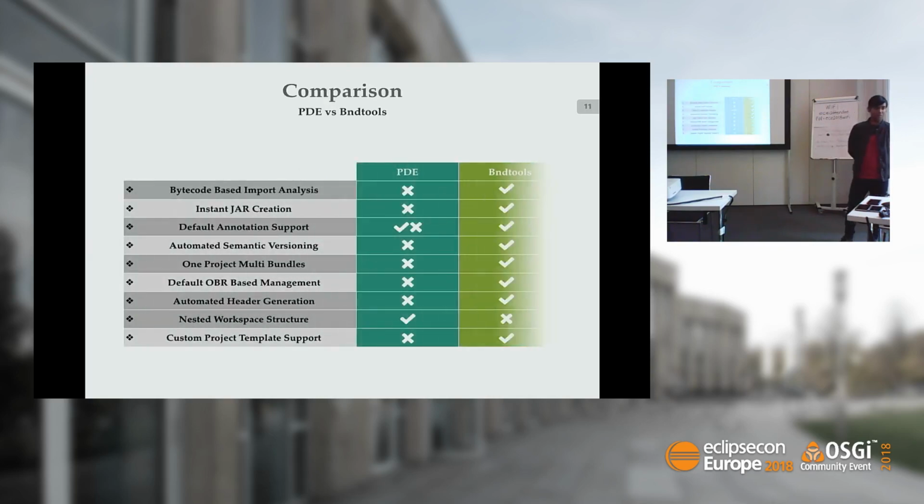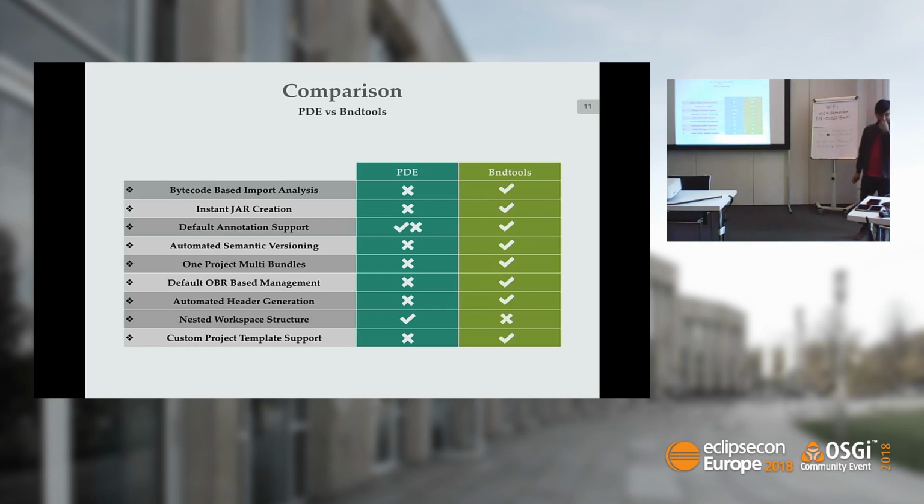Let's have a look. If you are accustomed to PDE, then you know that you have to explicitly add all the packages to the bundle manifest, which is really cumbersome. Whereas in Bndtools, you don't have to add the packages at all. You can do it, but it's optional. You just specify the bundles, and Bndtools generates all the necessary packages for you.